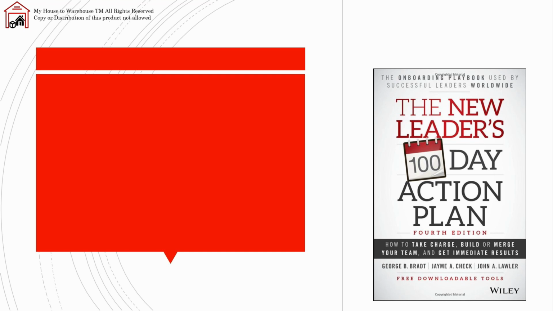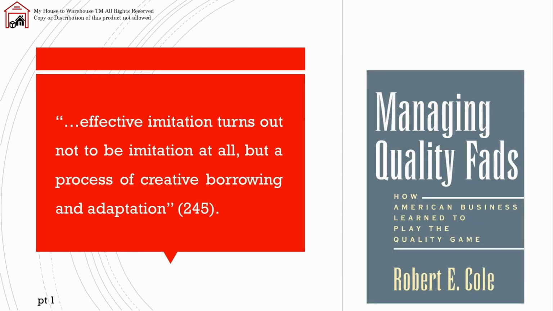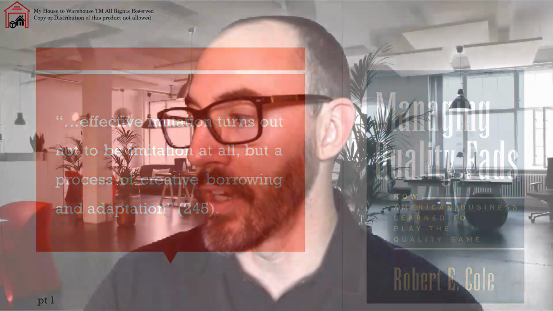Now the book is for new leaders, so I know what you're going to say. It's not related to supply chain. Why don't you have an action plan book associated with supply chain? I just want to remind you, our friend Robert E. Cole, that effective imitation turns out not to be imitation at all, but a process of creative borrowing and adaptation.